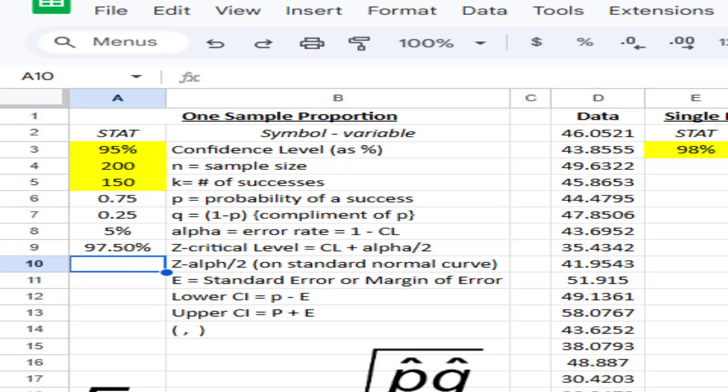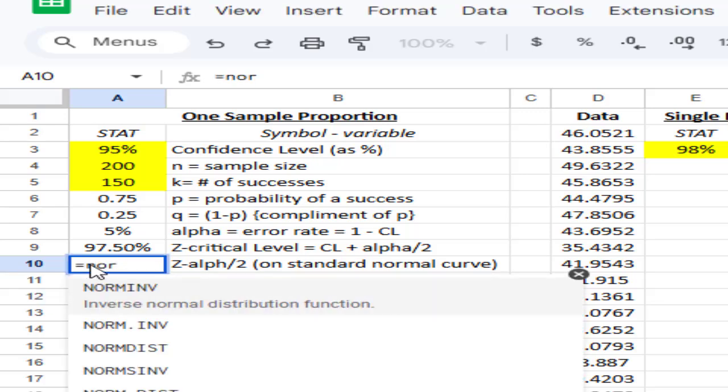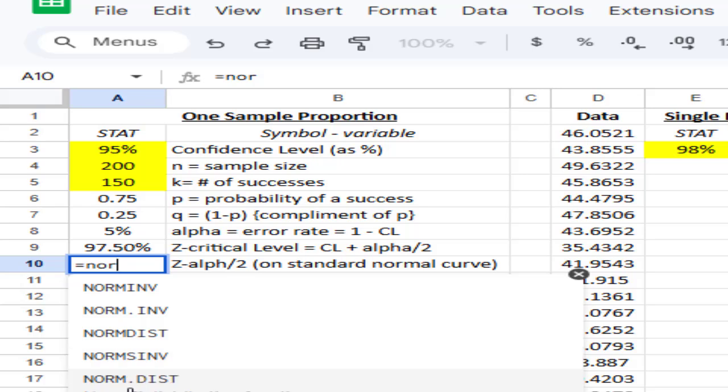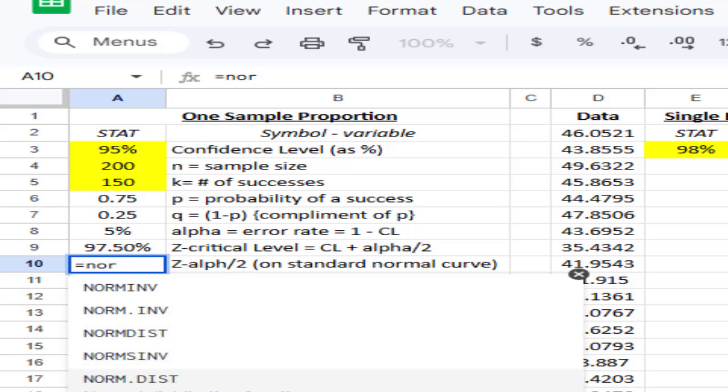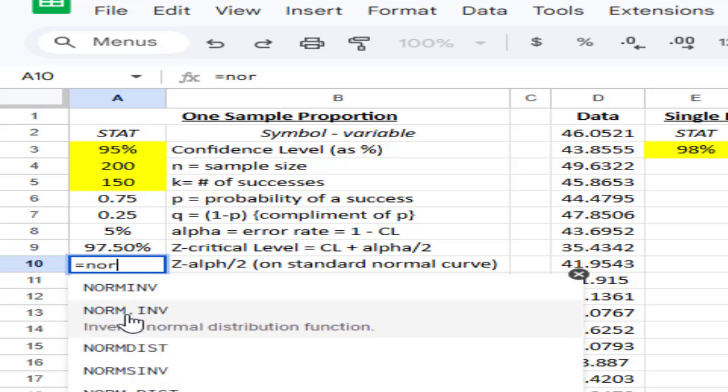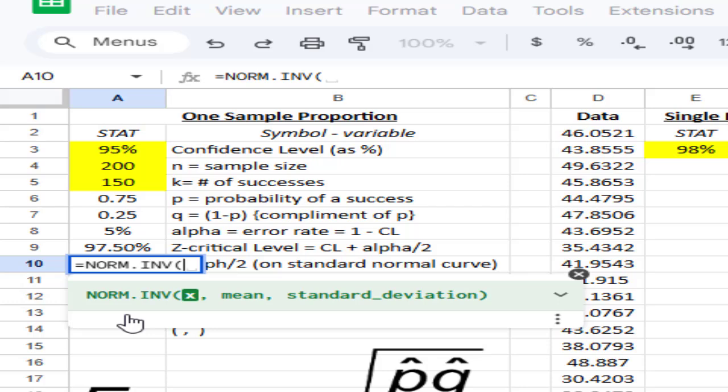our z-score, right? A z of alpha over 2 is basically a z-score on the normal curve. So we're going to do equals NORM.INV, because we're not doing NORM.DIST. NORM.DIST is when we give it a z-score, right? We give it a value and it tells us what percentage of the area is to the left of that value. The NORM.INV function says you give me a percentage, i.e. the 97.5%, and I'll give you the z-score that cuts off that much area below it.